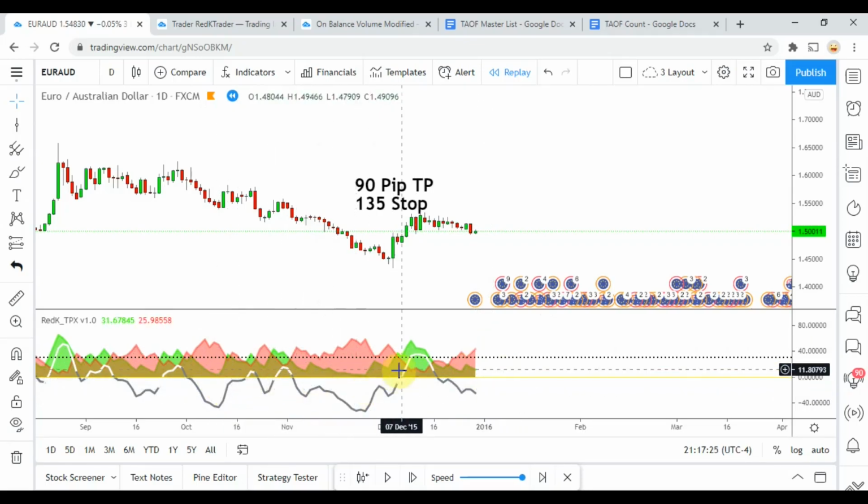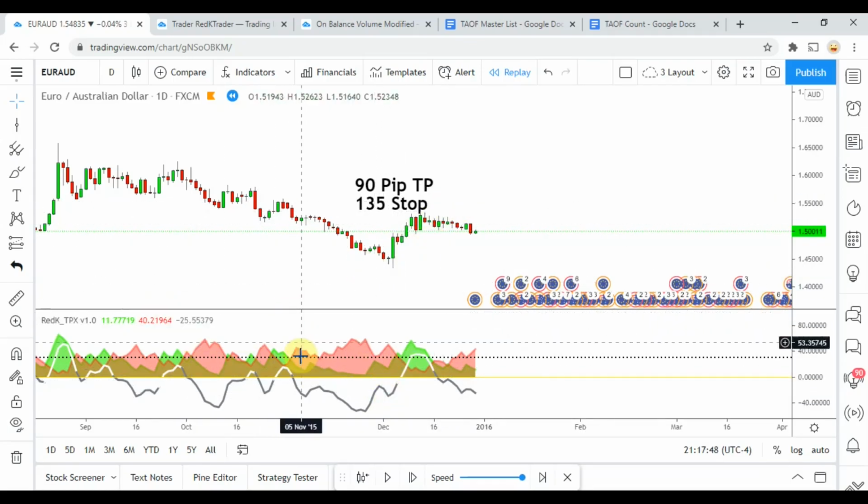It's basically just a color switch that we're looking for. So for long signals, first of all, we're looking for the mountain to be green. We're looking for it to be over the 30 dotted line, and we're looking for the oscillating line to be white. And that would be a signal to go long.